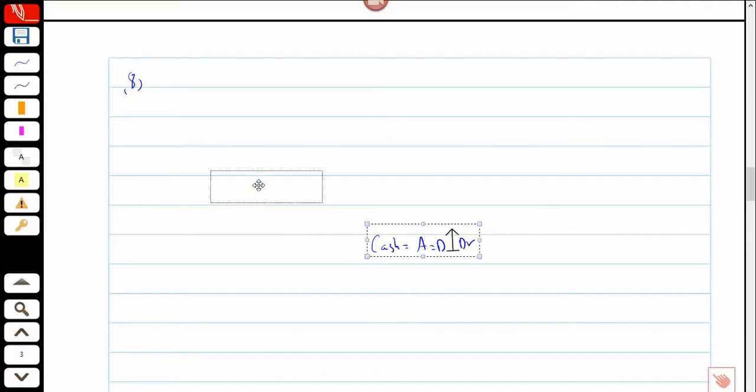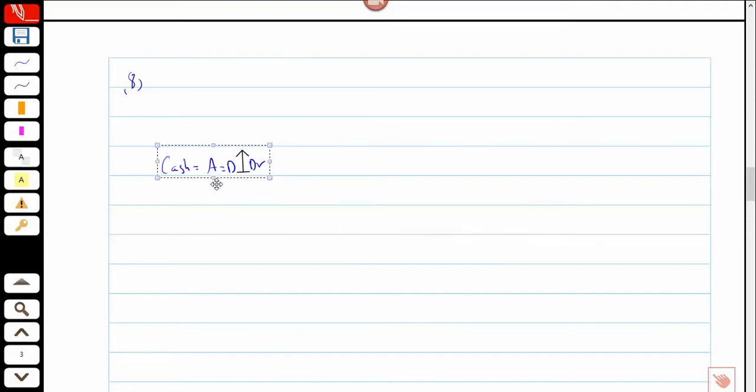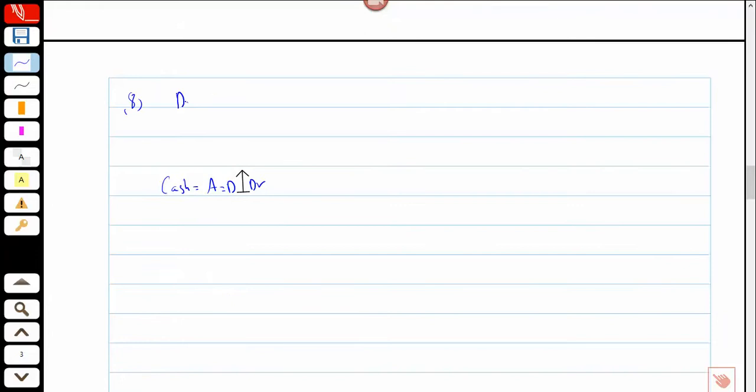Sometimes they don't give you a car. You take money to buy a car, but they don't give you the car. There is something called finance lease. It is a kind of a loan, but it is called finance lease. The treatment is different. Okay. So yeah, we receive cash, debit cash.